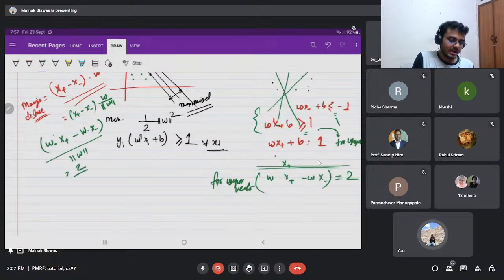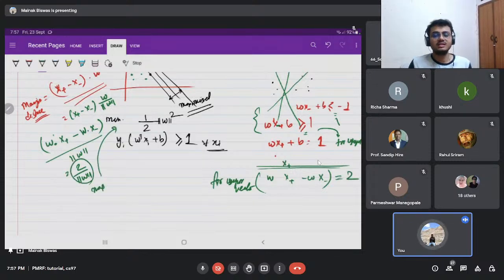So this is nothing but 2 by this. If you want to maximize this, it is in turn equivalent to minimizing this. We take the square to make the calculations easier. If you take the square of a number, the square is also minimized at x equal to 0. So we can always take a square of a positive number, right?